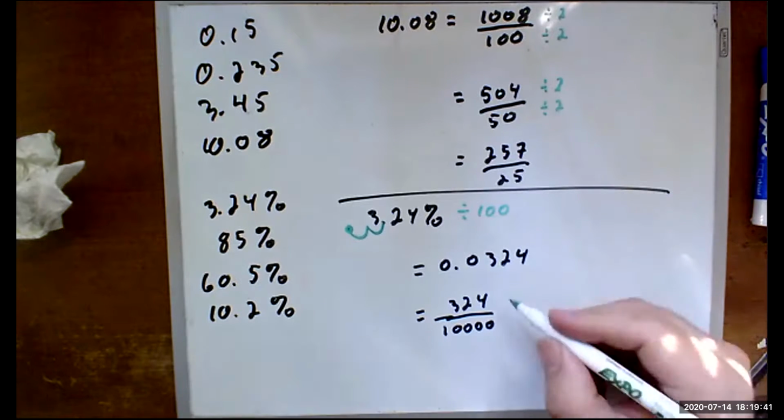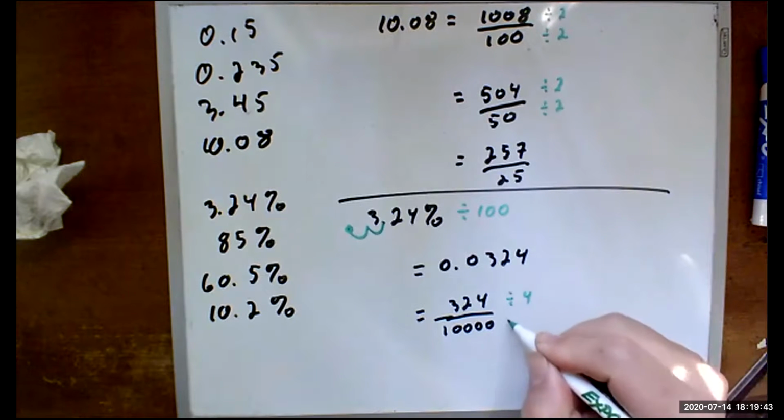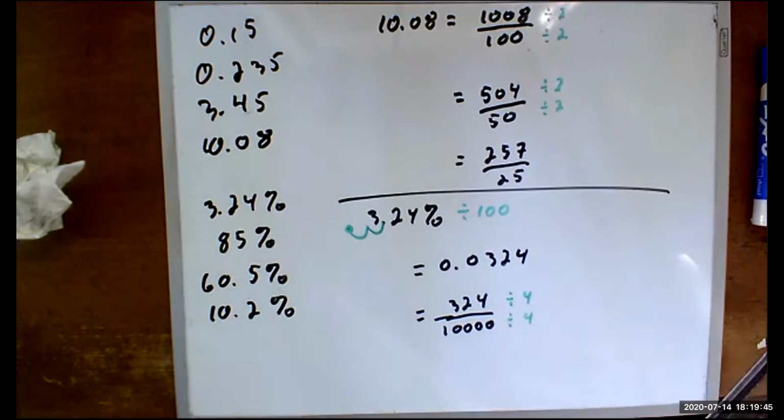I take note that both of these things will divide by 4, so I will do that top and bottom. And when I do that, I end up with 81 over 2,500. And I don't believe there's anything that divides both of those evenly, so we're done there.